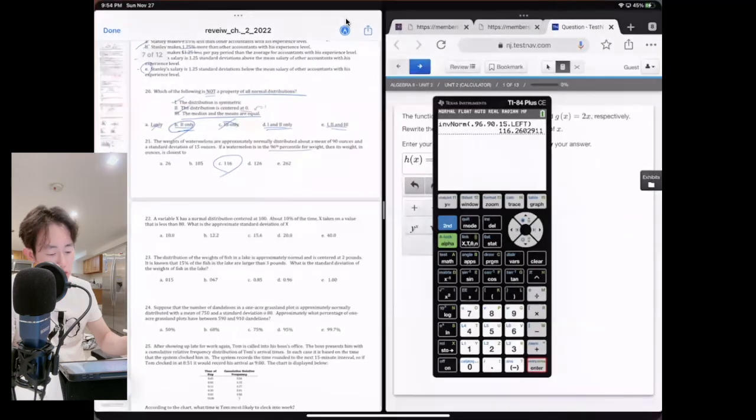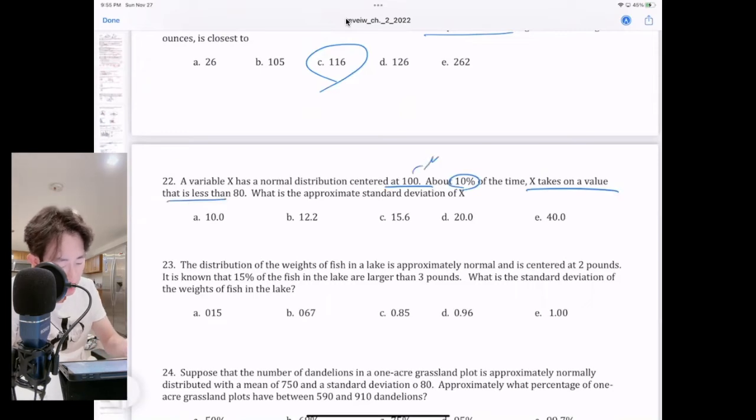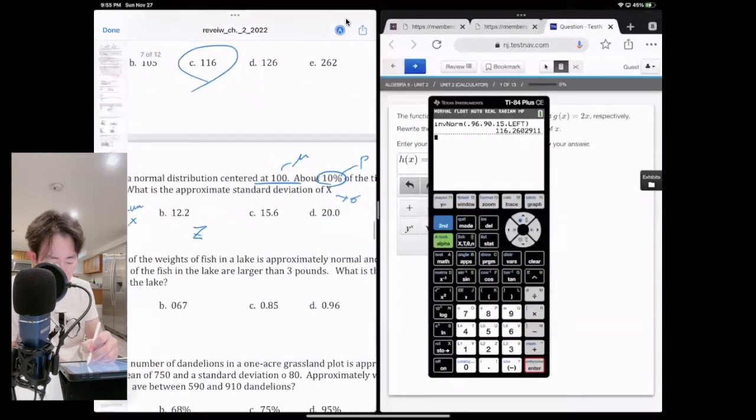All right, so from 22 and onwards, I'm going to have to show you something a little bit different. A variable is distributed at 100. About 10% of the time, the x takes on a value that is less than 80. So we have the mean, we have the value x, but they give you the p-value in terms of the probability, but it asks you for standard deviation, which is the sigma. So now how are you supposed to solve for something like this? Well, you have to use the z-score for this.